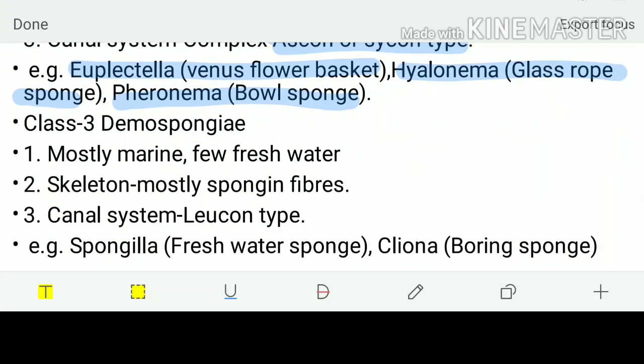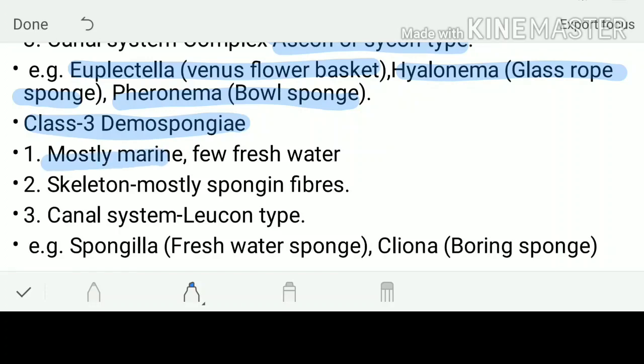Now the last one, the third and most advanced one in the Porifera, is class number 3, Demospongiae. Here the majority are marine, but some of them have come into fresh water. Their skeleton is made up of spongin fibers, not spicules. Their water canal system is the most advanced one, called leuconoid, in which many oscula are present along with the ostia. Examples are Spongilla, the freshwater sponge, and Cliona, the boring sponge, which means it bores into the seabed.